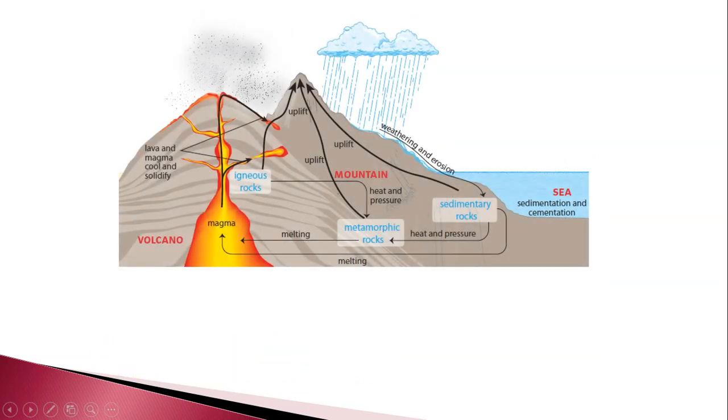To summarize, magma cools and solidifies to form igneous rocks. There are two types of igneous rocks, intrusive as well as extrusive igneous rocks. Then weathering and erosion wear down mountains, forming sedimentary rocks. Under the Earth's surface, what will happen? The high temperature and pressure will convert igneous and sedimentary rocks into metamorphic rocks. This is called the rock cycle.